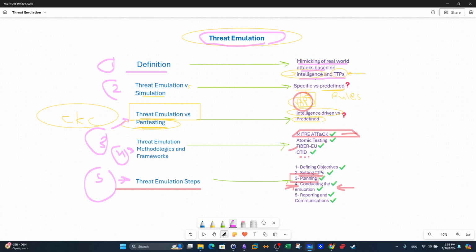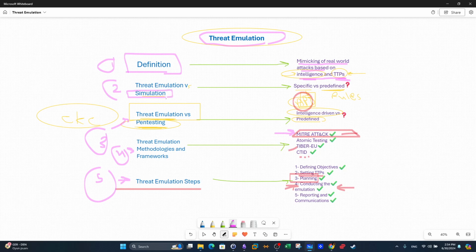And in addition to intelligence, we rely also on TTPs. TTP stands for tactics, techniques, and procedures. When you hear the term TTPs, immediately what comes to mind is the MITRE ATT&CK, because it is the leading knowledge base on attackers' tactics, techniques, and procedures. So in threat emulation, coming back to the definition, it is the mimicking of real-world attacks through intelligence.